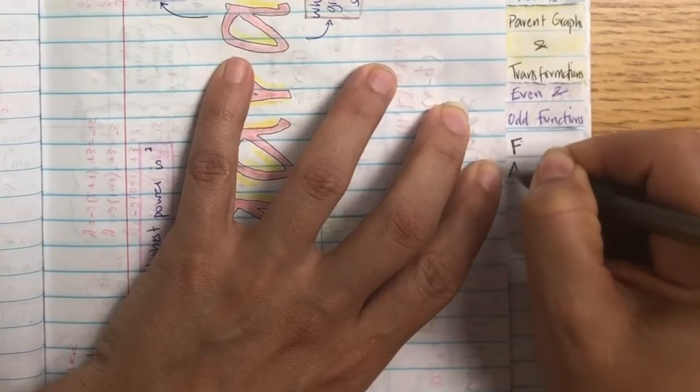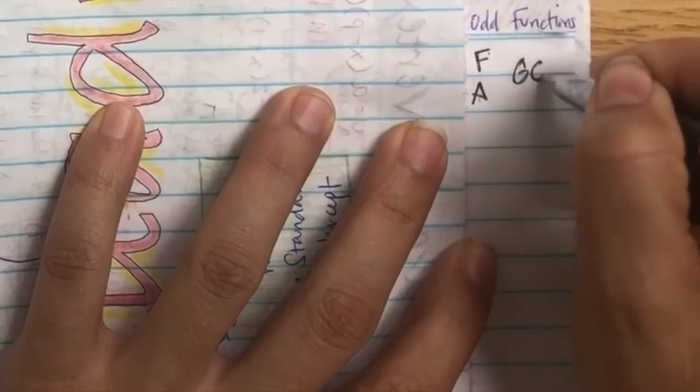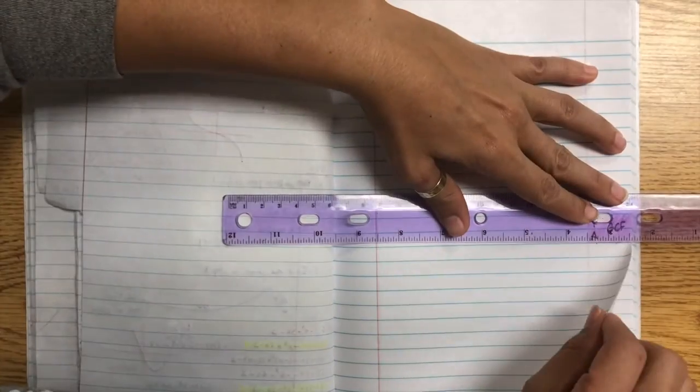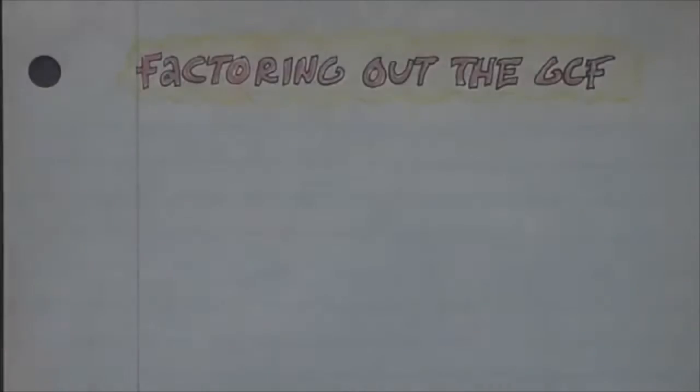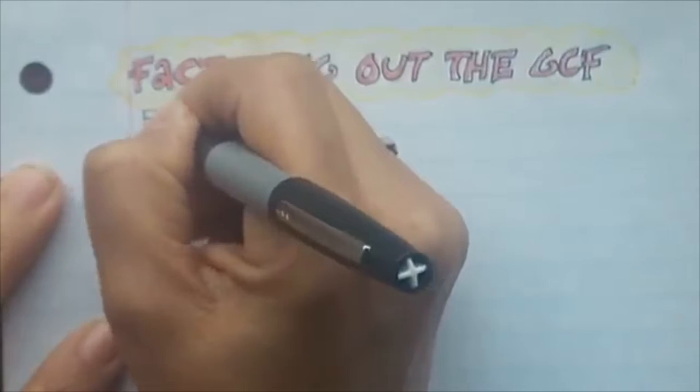So we're going to take a look at quadratics, and you're going to make a new title. You're going to write FA just like that, and the title is going to be GCF. You have your new tab, then cut to the margin and cut all the way down. We're going to take a look at factoring out the greatest common factor, also known as GCF.